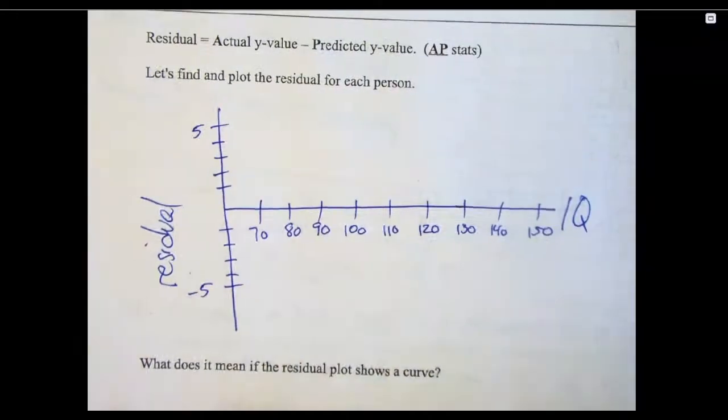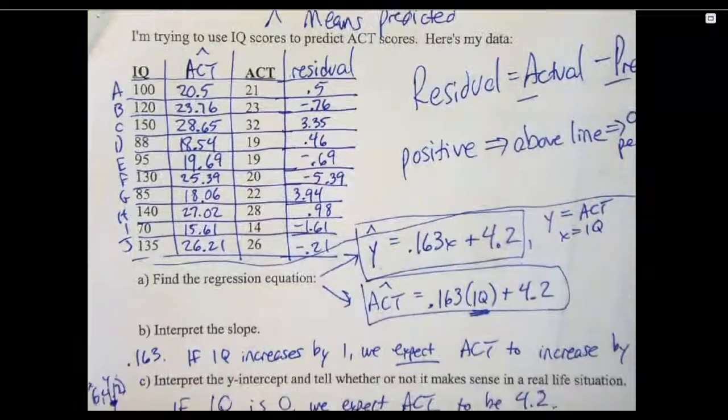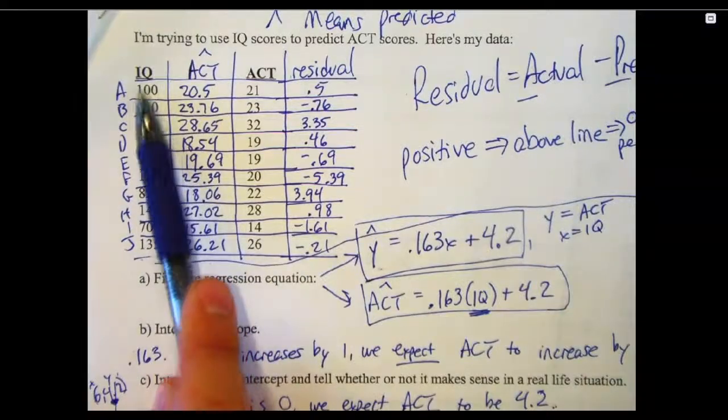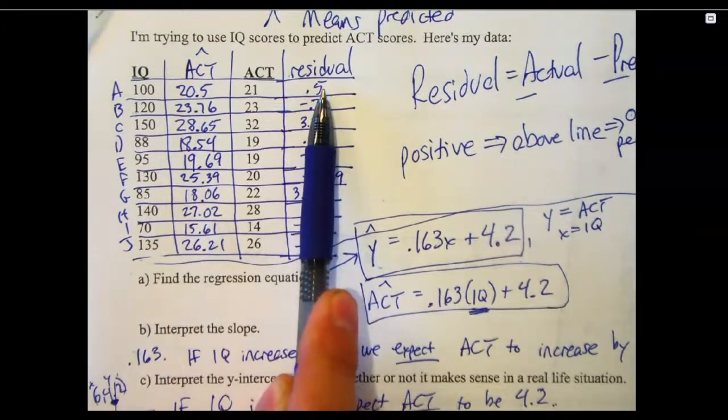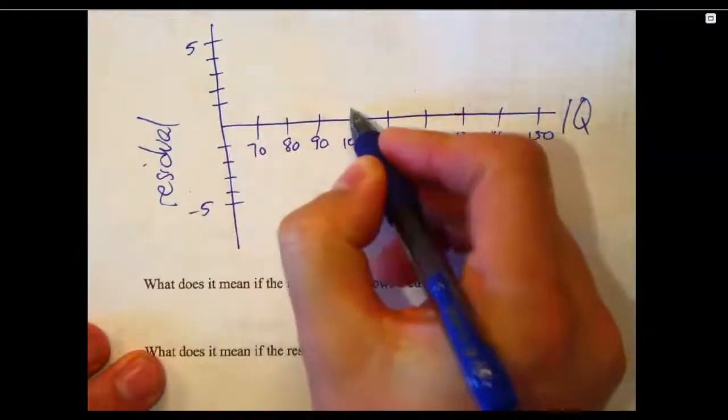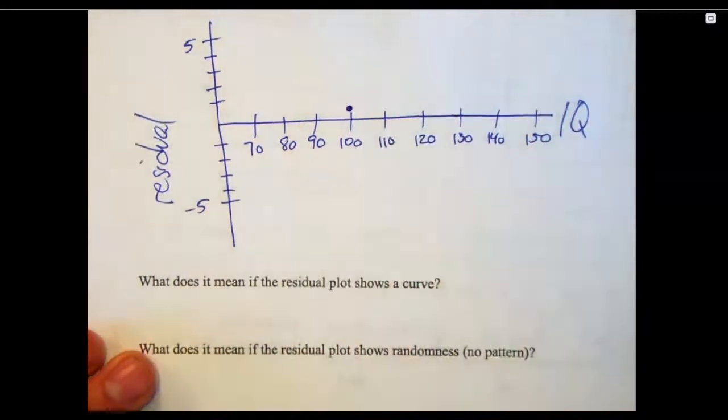Residuals from the previous page. So, for example, this person that had, and I apologize for flipping back and forth, there's not much I can do, but the person that had an IQ of 100, their residual was a 0.5. They were 0.5 above the line, they outperformed by 0.5, so we're going to find 100 here, just kind of estimate 0.5.